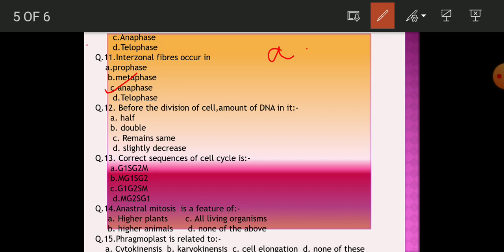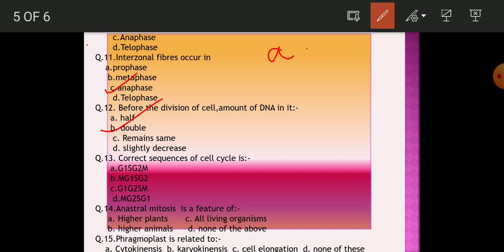Before the division of the cell, the amount of DNA in it is half, double, remains the same or slightly decreases? Before cell division, the cell is in the interphase stage. We also call it the resting stage, but here the chromosomes and other genetic materials are synthesized. So before cell division, the amount of DNA is double.